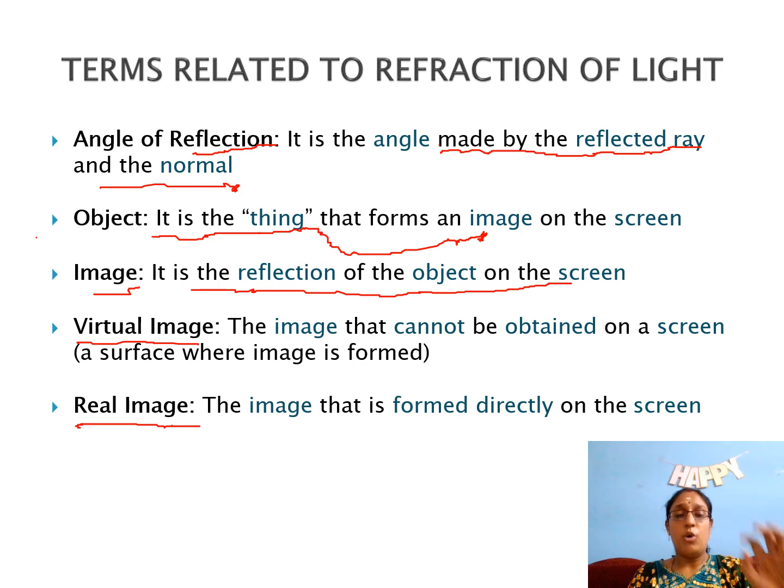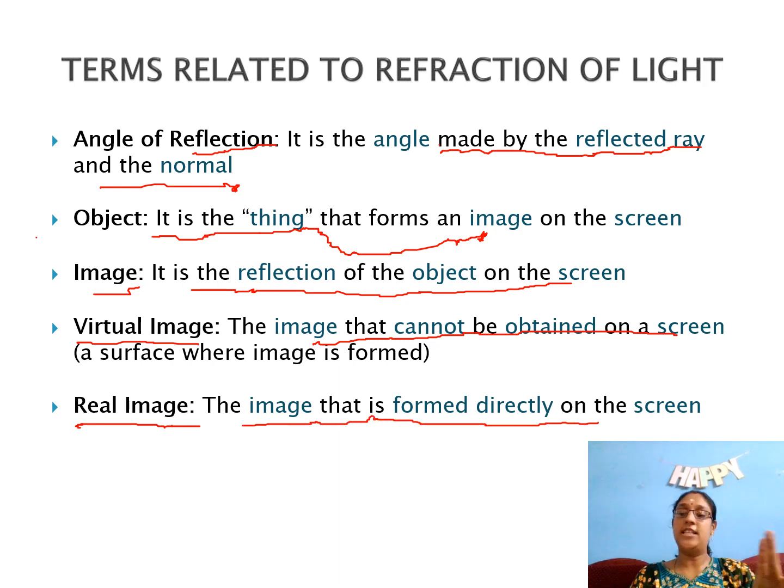So what is your virtual image actually? The image that cannot be obtained on a screen. Okay, real image. What is real image actually? The image that is formed directly on the screen. So I can see the real image directly on the screen. That is your real image.